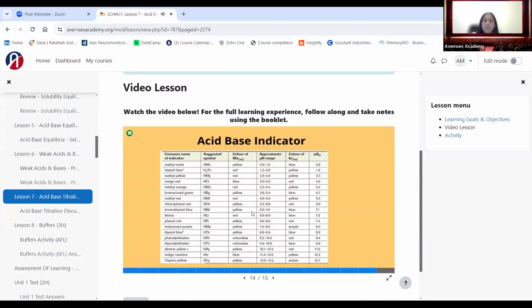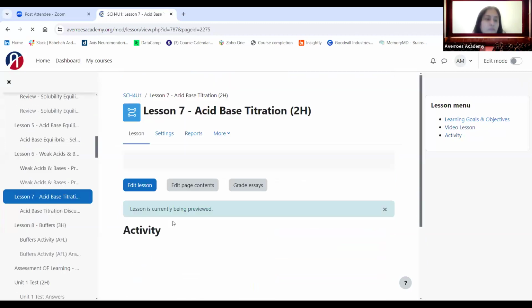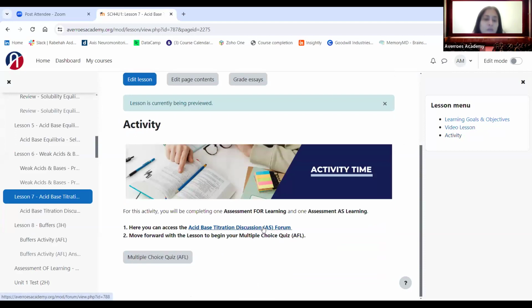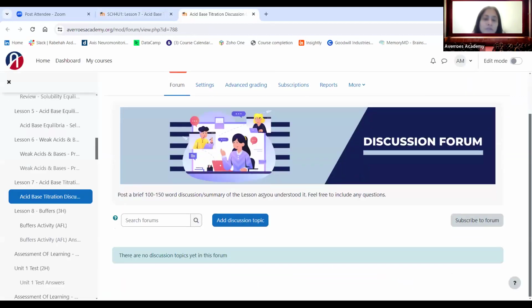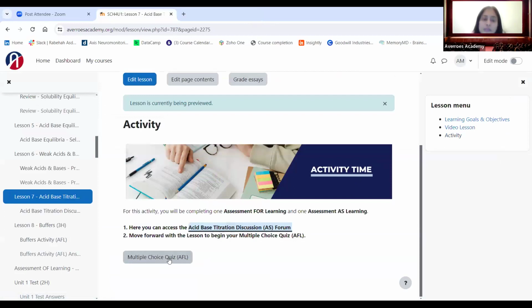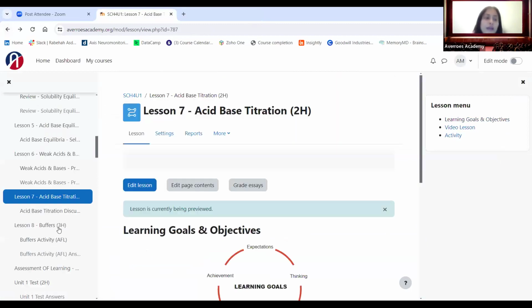And here we have an acid-base indicator. And we also have an activity at the end of this. It is another quiz, a multiple choice quiz. So be sure to work on that.